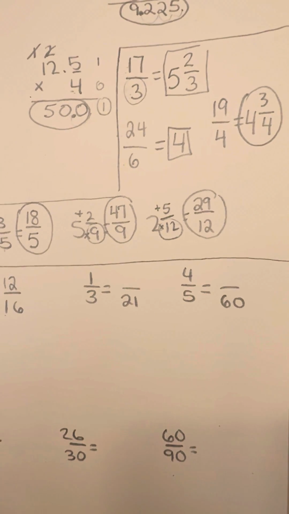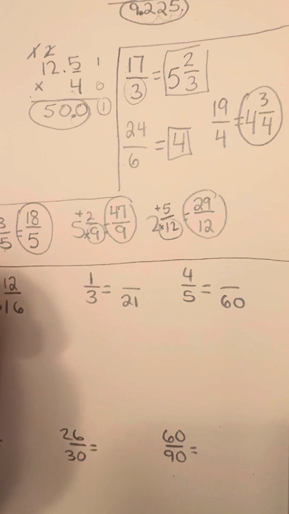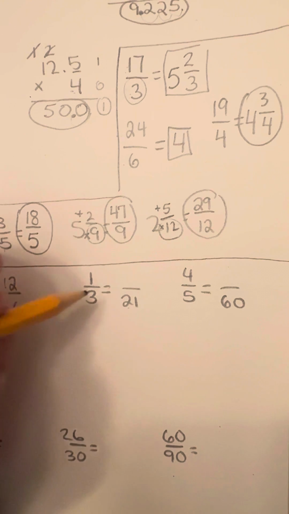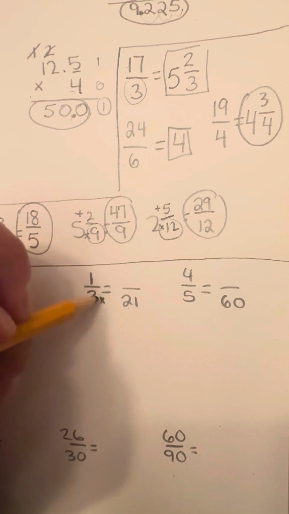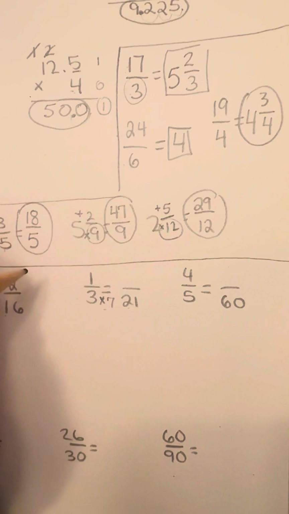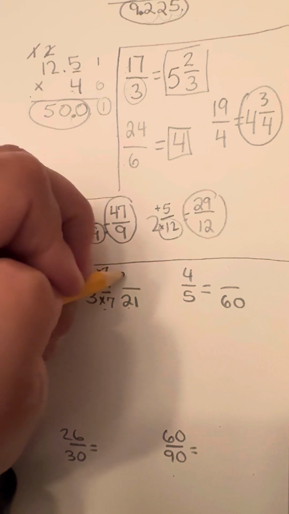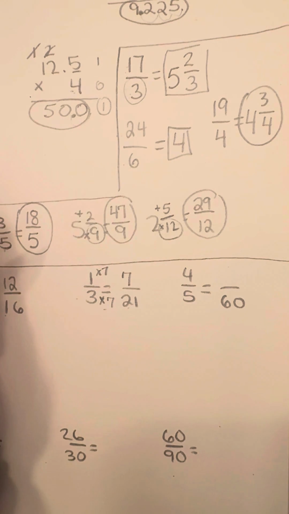Moving on, and if you want to pause at any time, see if you can try to solve these on your own. It's great practice. So let's go ahead and continue. 3 times what will give me 21? That will be 4. Oh, sorry, not 4, 7. I don't know what I'm thinking. 3 times 7 will give me 21. So if I do that there, I got to do it up here in the top. 1 times 7 is 7. So 7/21 is equivalent to 1/3.